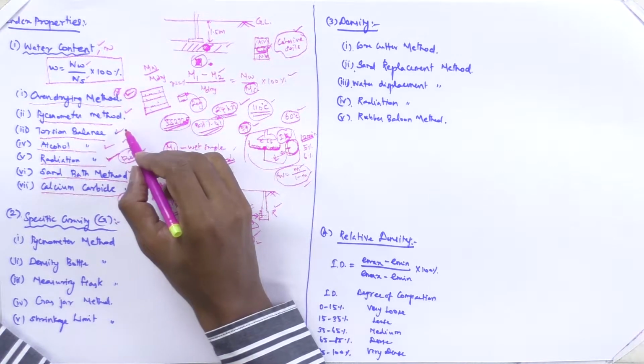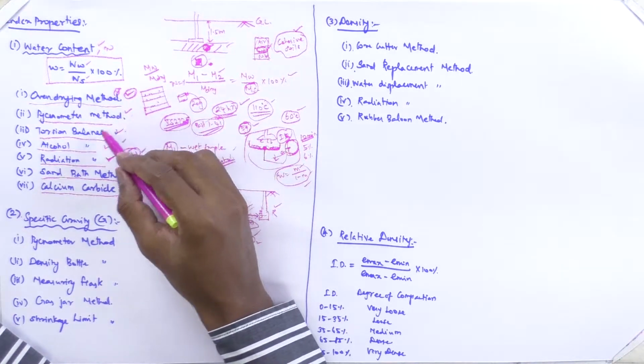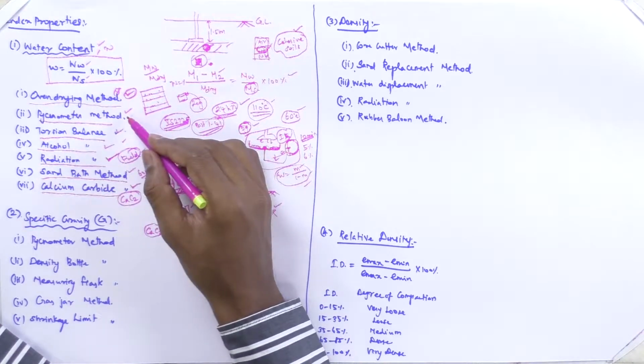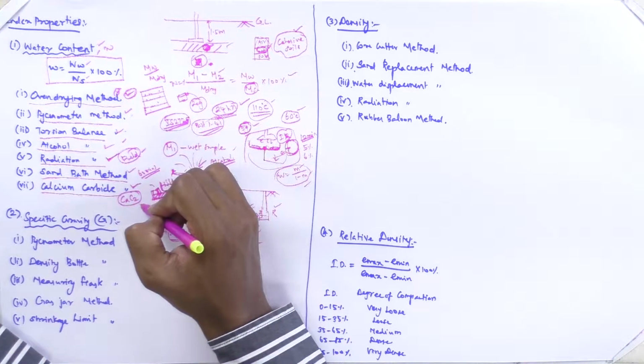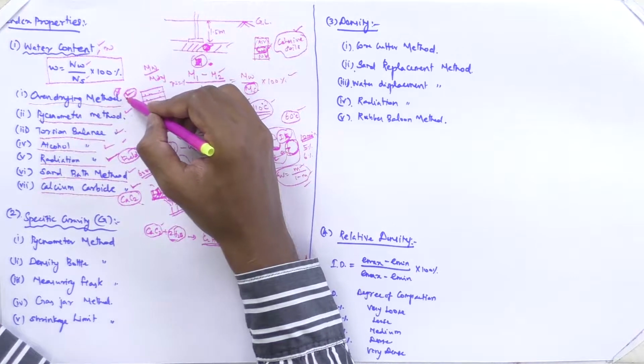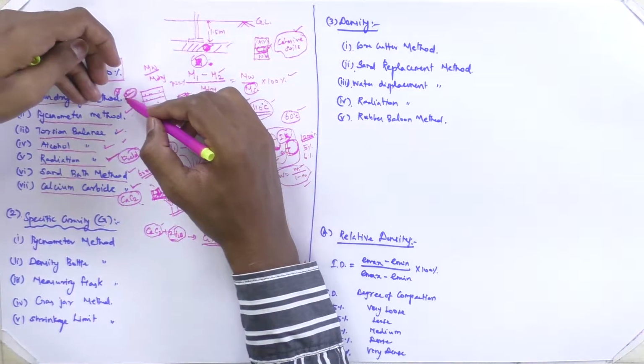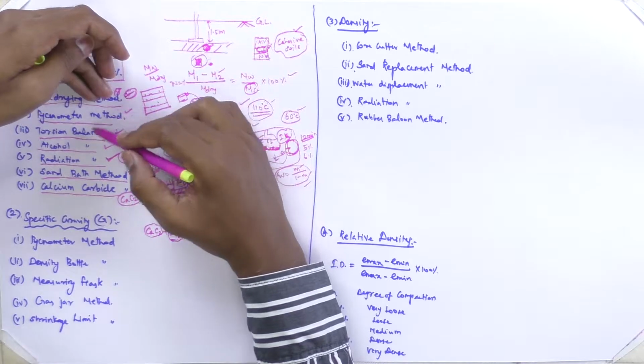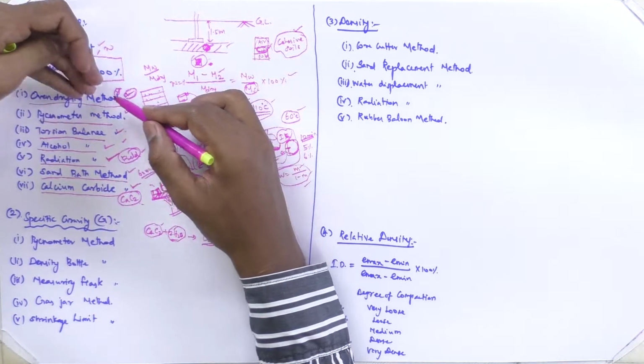The alcohol method, torsion balance method and pycnometer, all these methods are relatively rapid. The calcium carbide method is a very rapid test. But the oven drying method is consuming more time. It consumes 24 hours, but it is a very accurate method. All these other methods are not accurate, so this is the very accurate method.